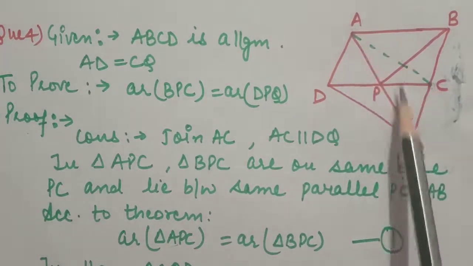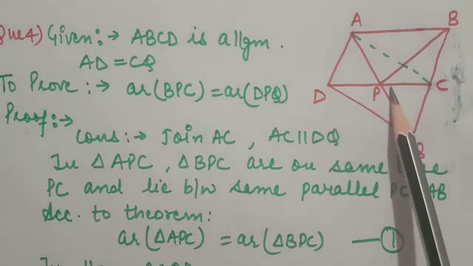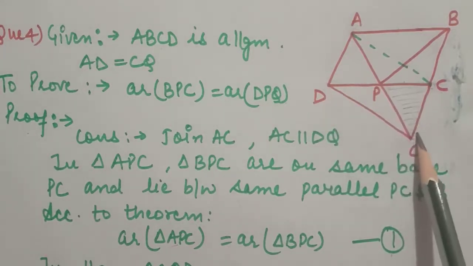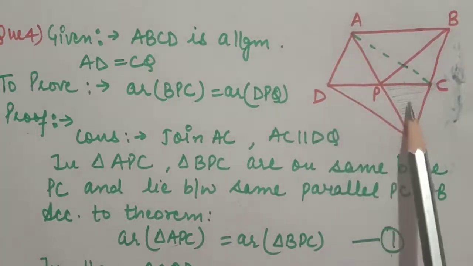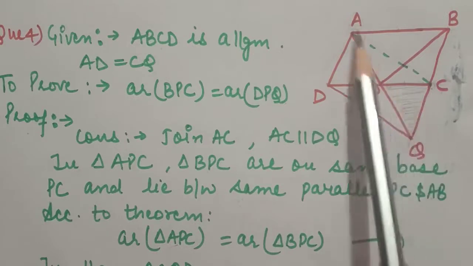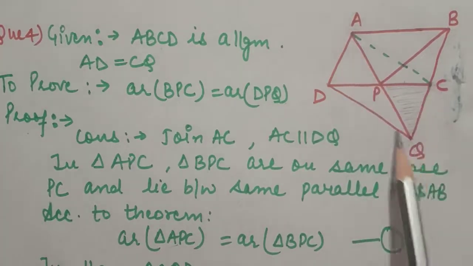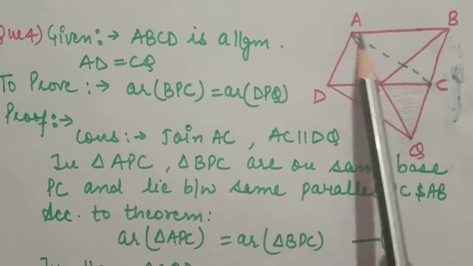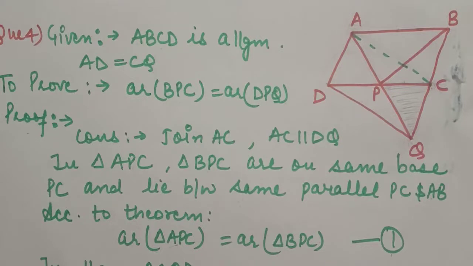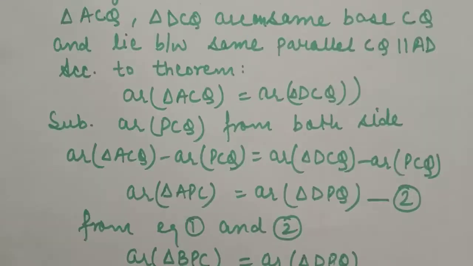So in these two triangles, we will subtract area of triangle PCQ, because we want this triangle and this triangle only. So we will subtract this area from both sides. The remaining is area of triangle ACQ minus PCQ, so area of triangle APC is the remaining area. Similarly, on the other side, we will subtract area of PCQ from this equation, and the result is area of APC is equal to area of DPQ. This is our equation number 2.